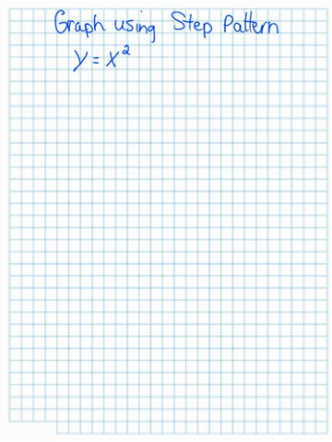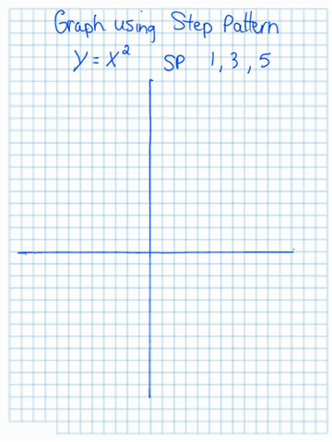There's something called step pattern for this equation, and the step pattern, I'm just going to call it SP, is 1, 3, 5. And what that means is, if I'm graphing this, let me get my axes. I'm going to identify what my vertex is for this original. So my vertex we know to be (0, 0). I'm going to label x, negative x, y, negative y. So I start at (0, 0) for my vertex.